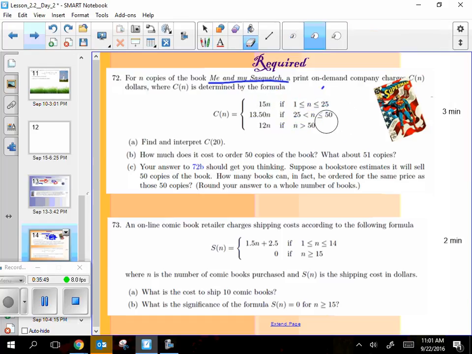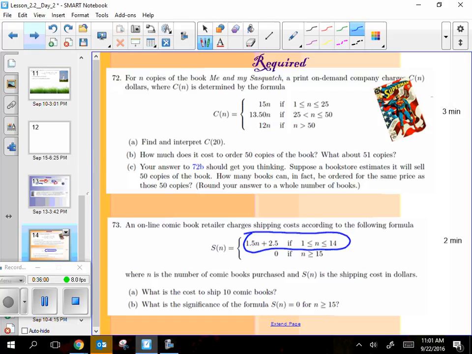All right, so this last one here, comic book retailer, same thing, where they are saying that this is your deal if you buy between 1 and 14 books. But they're going to charge you nothing for shipping if you order 15 books or more. Get how that's two different graphs? If I graph the one, your price could be going up until you hit like 14, and then all of a sudden, your price goes to 0 if you buy more than 14 books.